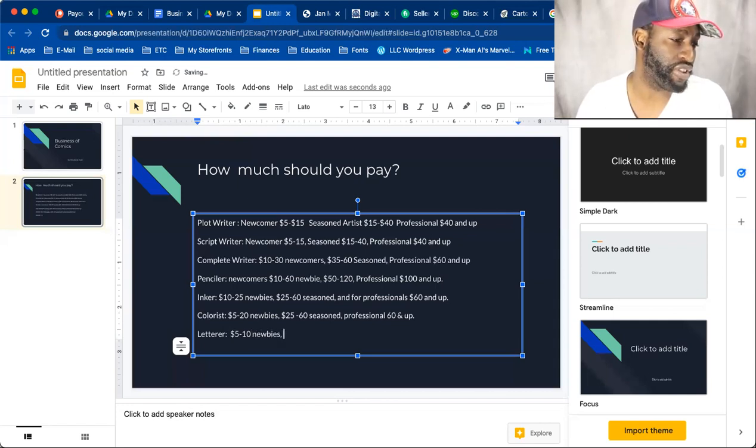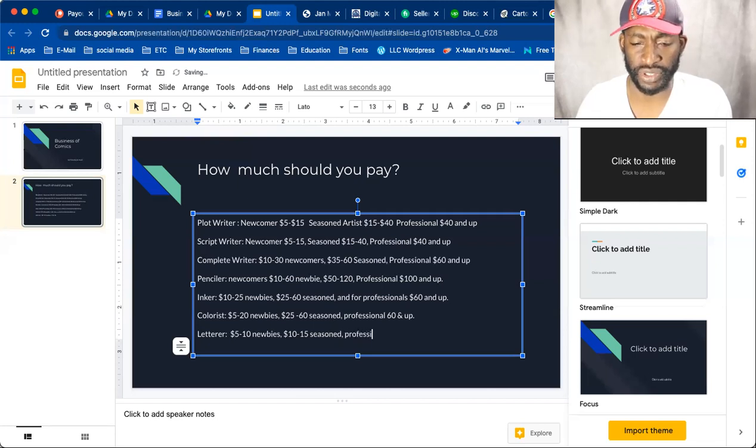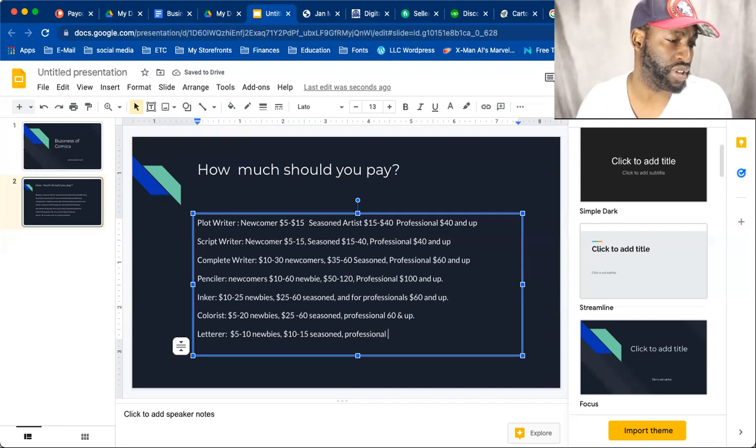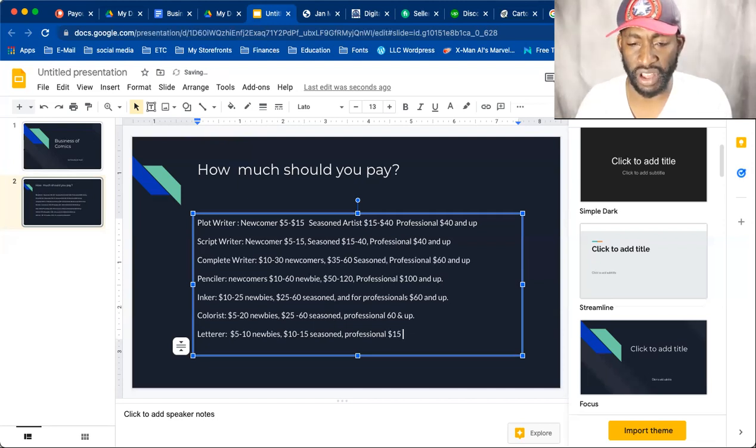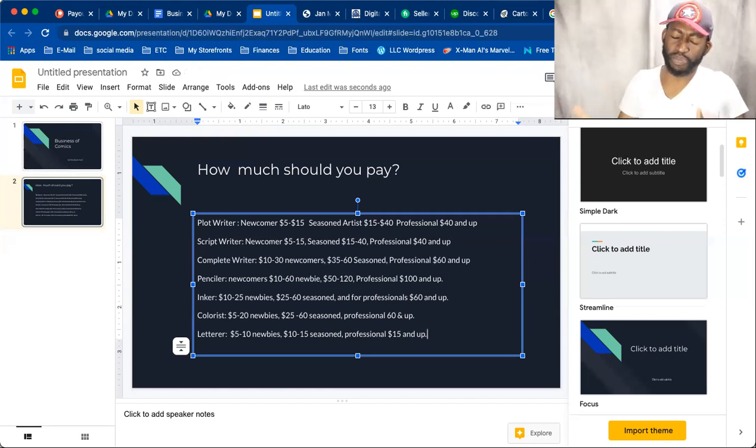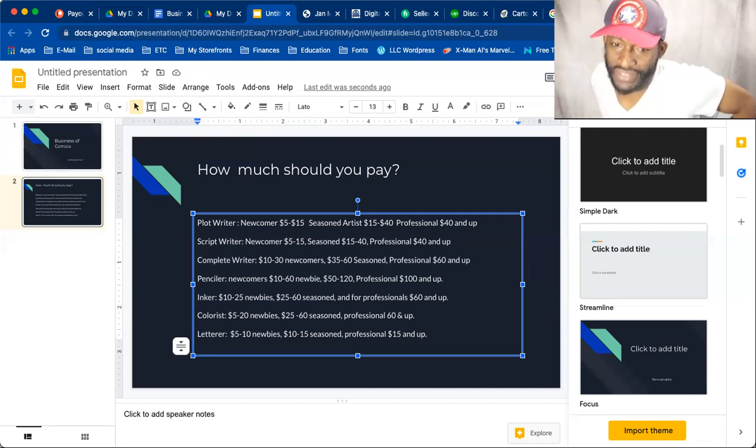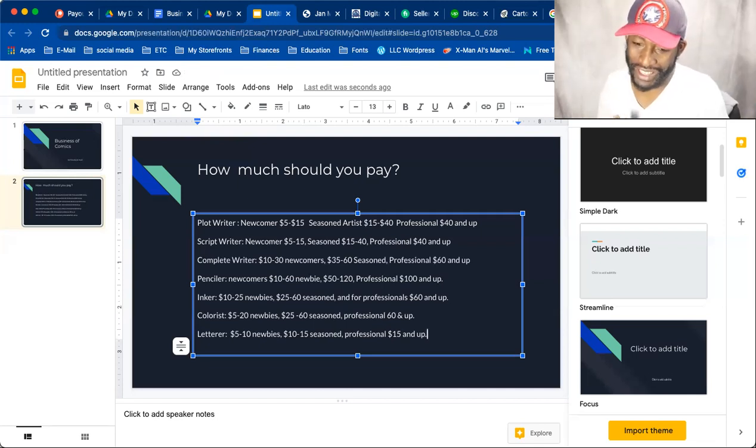Our seasoned letterers are roughly around $10 to $15 per page. And professionals are most likely charging $15 and up. All right, so that's how much you should expect to pay your freelancers. Again, this is from 1997, so I'm sure the rates have gone up.